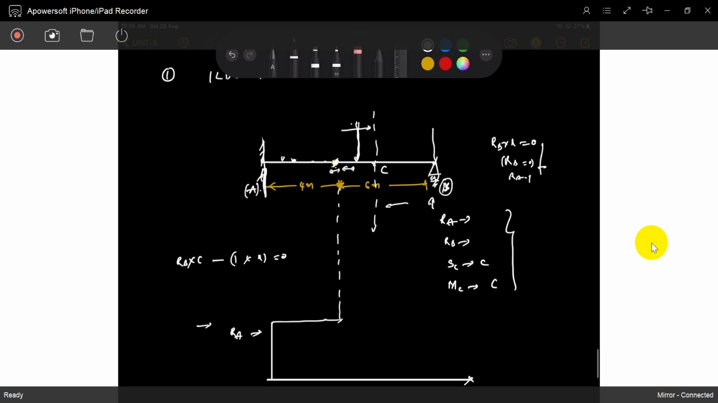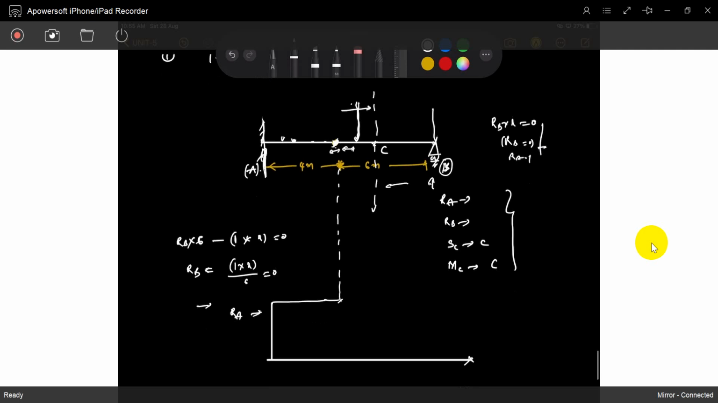So that means what? See, that means what? RB into 6 is equal to that load 1 into some distance, divided, equal to 0. RB has some value. RB got some value. Because the bending moment must be 0, RB has some value. RA has also some value. So if you got this RB, RA also has some value. So what is that value?